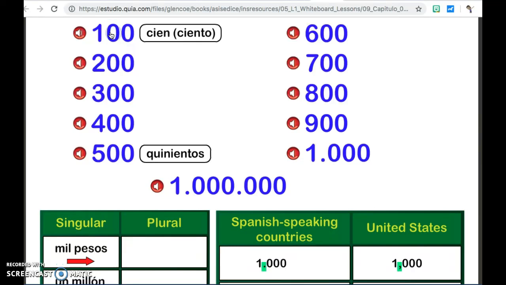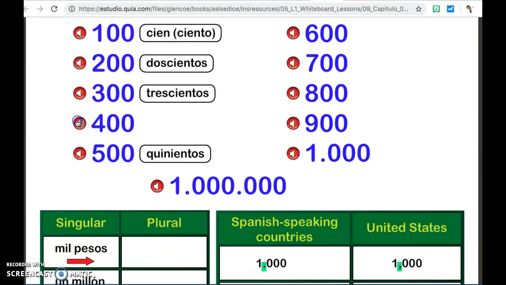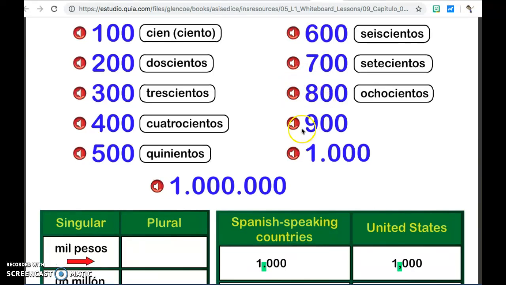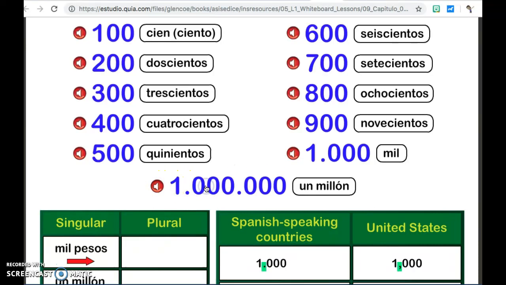100, ciento, 200, 300, 400, 500, 600, 700, 800, 900, 1000, 1,000,000.